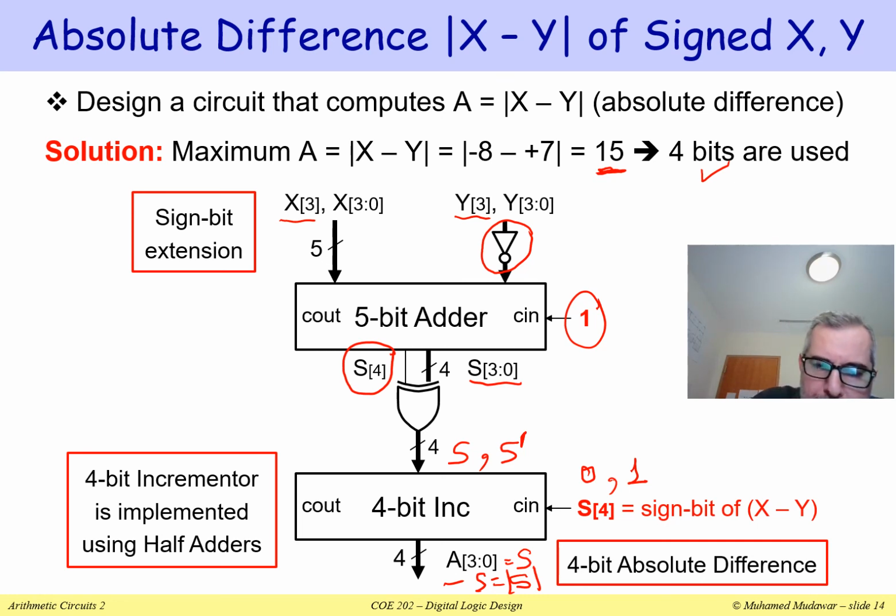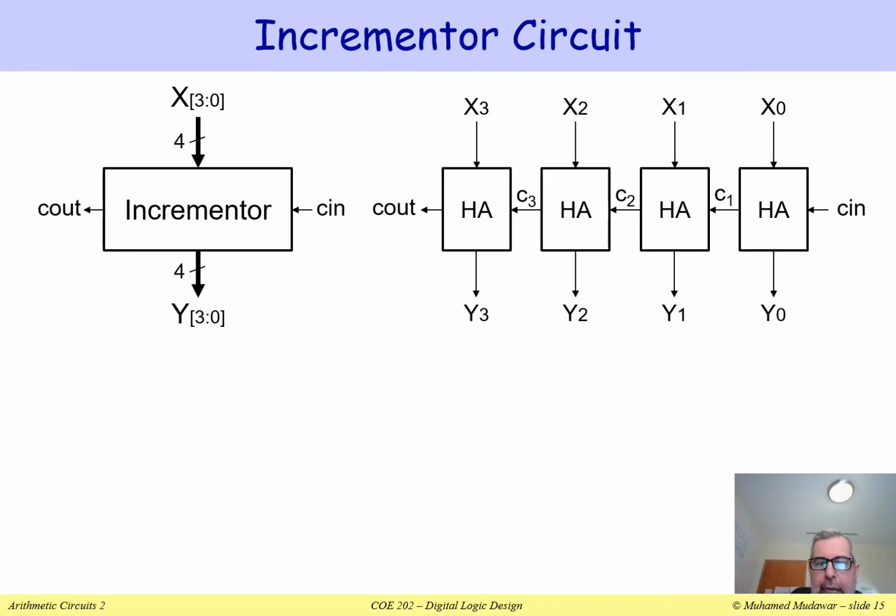So what this 4-bit incrementer does is calculate the 2's complement of S in case S is negative. What this XOR gate does is calculate the ones complement of S if S4 is equal to 1, if S is negative, and then you add 1 here as the carry in to calculate the 2's complement. We already have seen how to implement a 4-bit incrementer in a previous presentation. This is shown here. This is the design of the incrementer. I'm drawing it here as a block. You can see that this is my incrementer as a block.